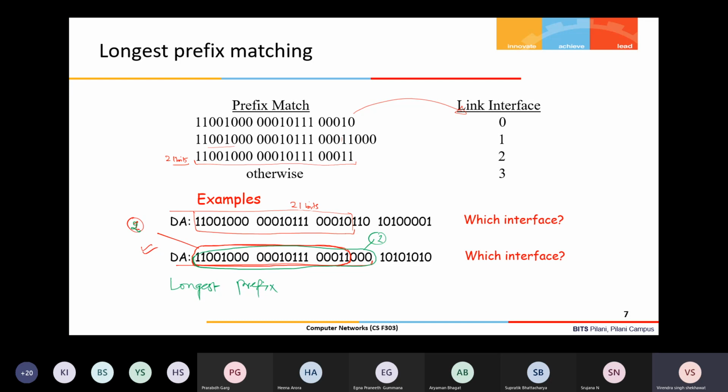So in this case, you can see that this prefix is 21 bits. This prefix is also matching with the destination address if I just consider 21 bits. And there is another prefix which has 24 bits. If I take the 24 bits of the destination address, then it is matching with this. So 24 is larger than 21. That's why, according to the longest prefix matching, the packet will be forwarded to interface 1, not to interface 2.